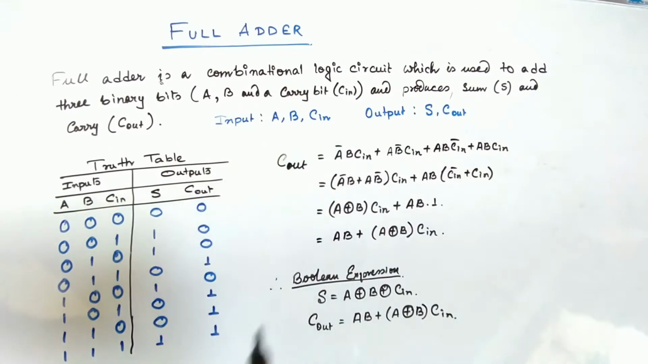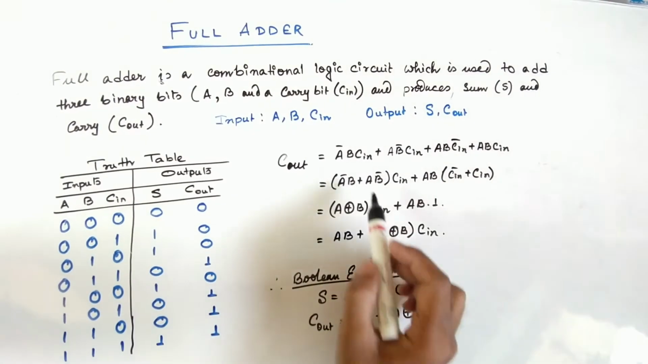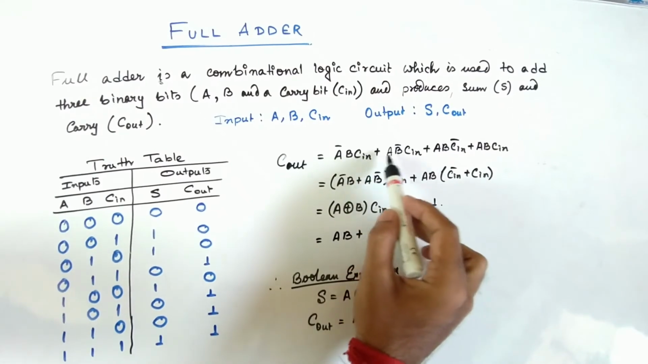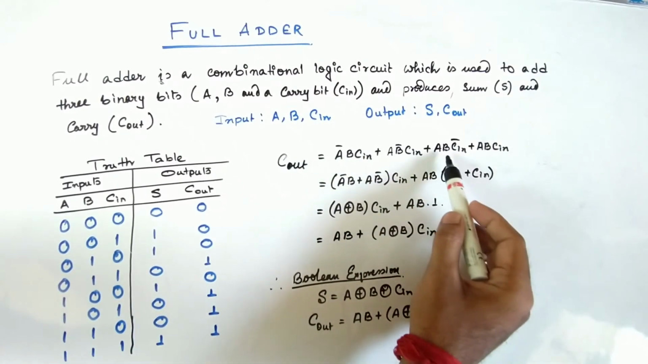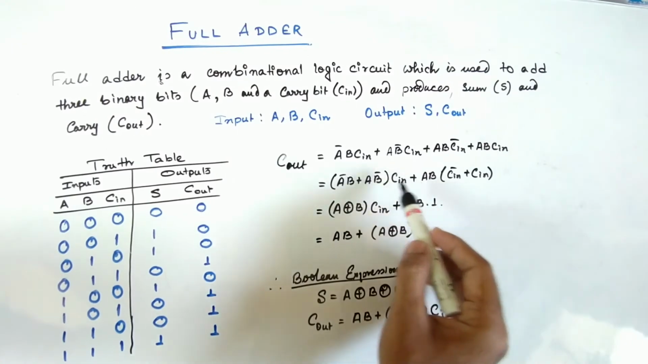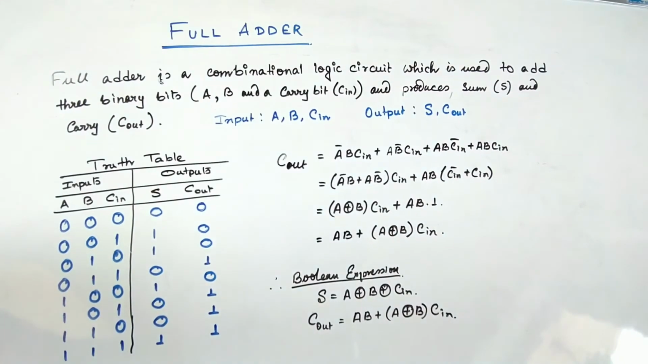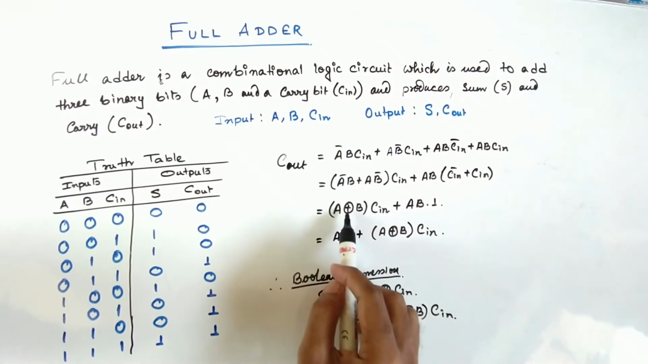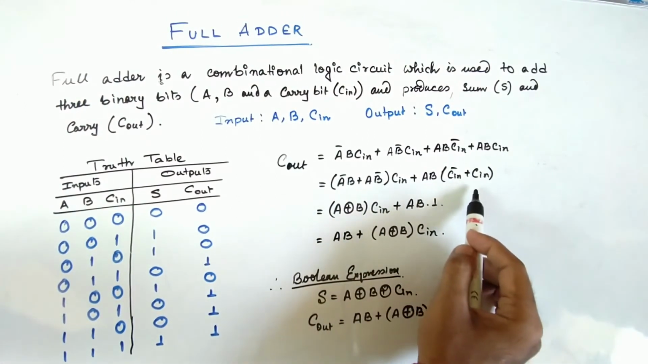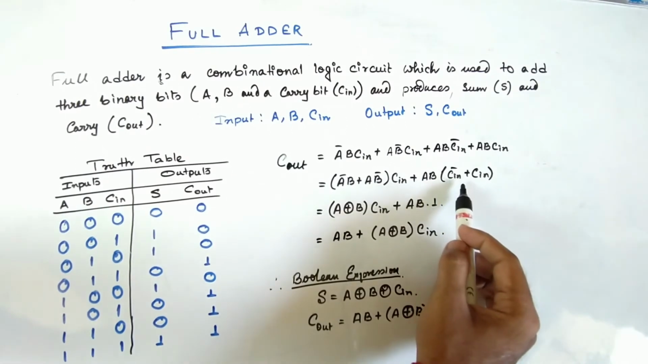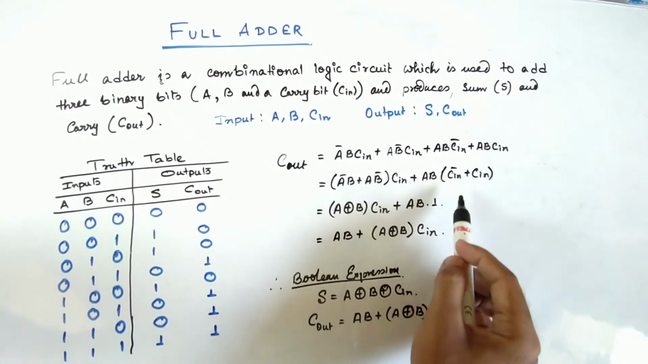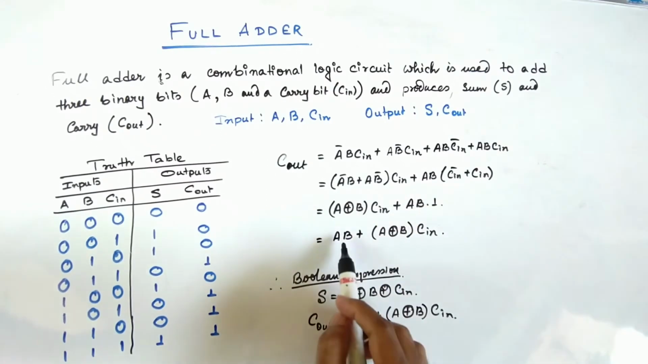So again we are going to minimize the SOP expression that we obtained from the truth table of Cout. We are taking common C in complement from these two terms and A B from these two terms. So here again we are getting A B complement plus A complement B, which is the expression of XOR gate. So we are writing this in terms of XOR gate, A XOR B into C in, and according to Boolean algebra we know that C in plus C in complement equals 1. So AB dot 1 means AB.